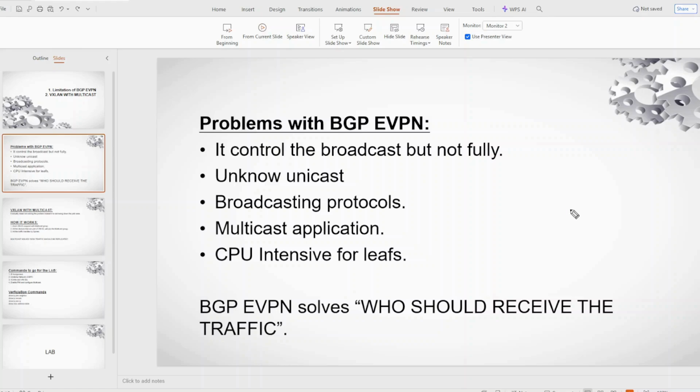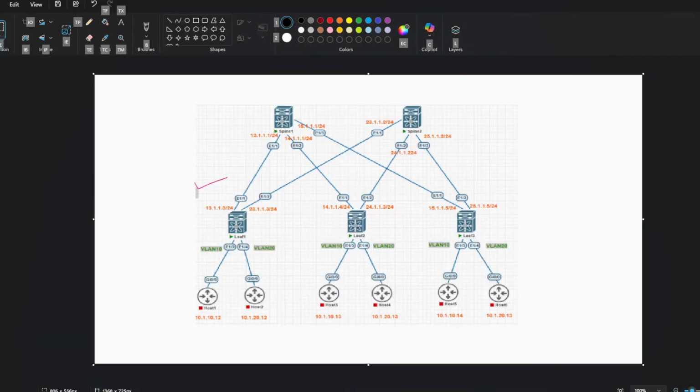There are some scenarios like unknown unicast. If I give an example of unknown unicast, suppose a host node sends traffic to a MAC address that it has never communicated with before. In this case it is H2, and H2 has not created a GARP for leaf 2, so leaf 2 doesn't know the location of H2. If leaf 2 doesn't have information about it, it will not share anything with leaf 1 as well.